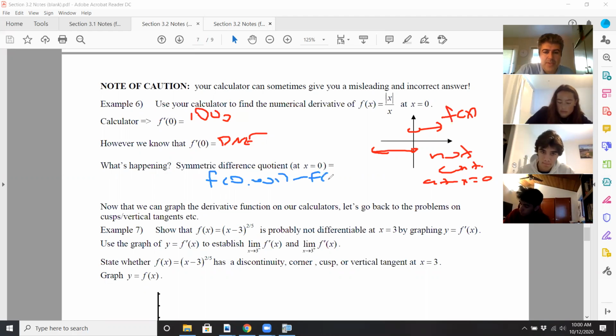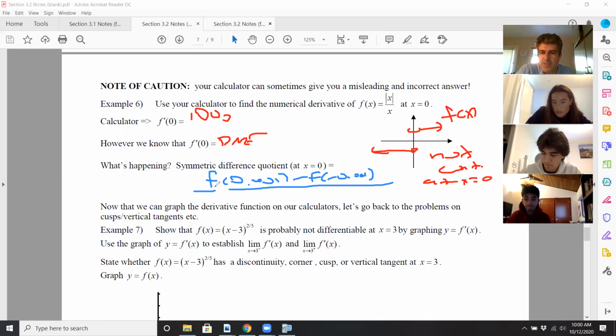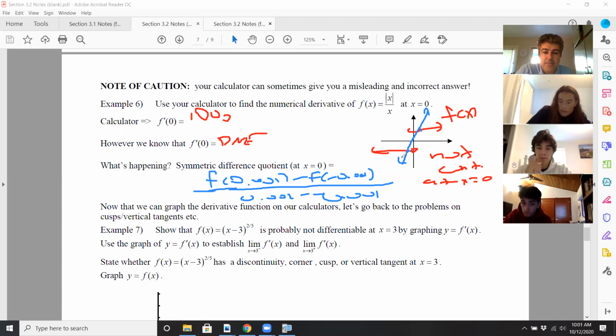Remember I told you the algorithm it uses? That's what you have to understand, what the calculator is doing. That's why I spent that time talking about that. Again, I'm not assessing on what the calculator is doing, but you need to know that. So the calculator is actually finding the slope between these 2 points here, which is very steep, and that's why it's calling it 1,000. So the calculator is lying to us.